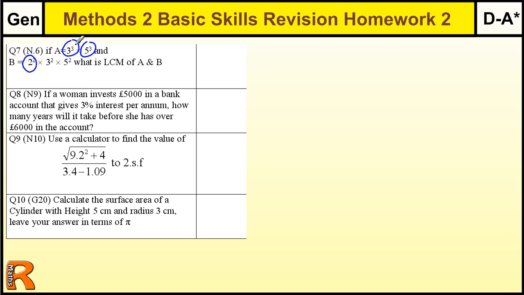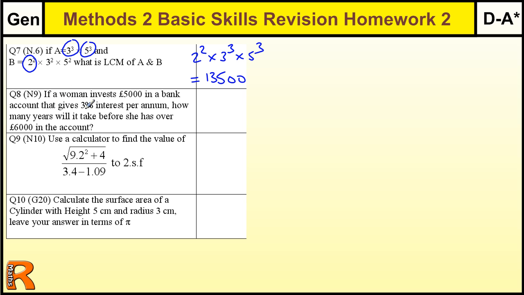3 to the power 2 will go into 3 to the power 3, and 5 to the power 2 will go into 5 to the power 3. So we're looking at 2 to the power 2 times 3 to the power 3 times 5 to the power 3, which is your answer. If we want to write it as a number, it's 13,500.